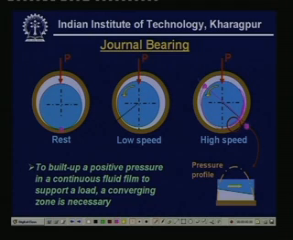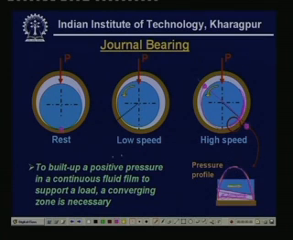Whenever there is this type of converging zone, an oil film having a minimum thickness will be created over here, and this oil film can take up an extensive load, as shown in that exploded view. If there is a converging zone with oil, as I have shown you, and one surface is moving with respect to the other, then it will generate a pressure profile and create a load bearing capacity.